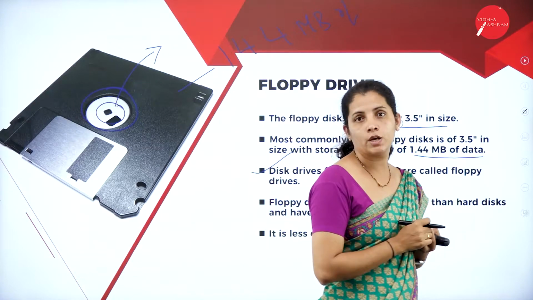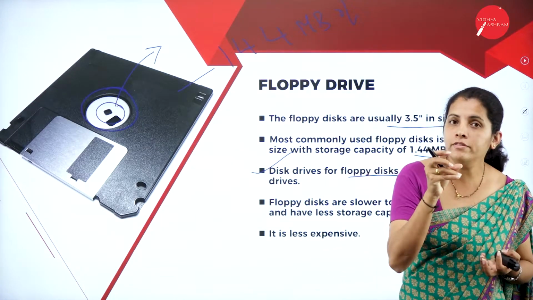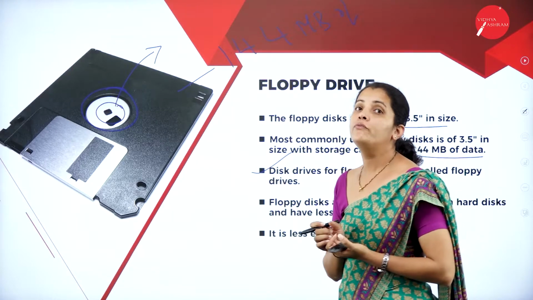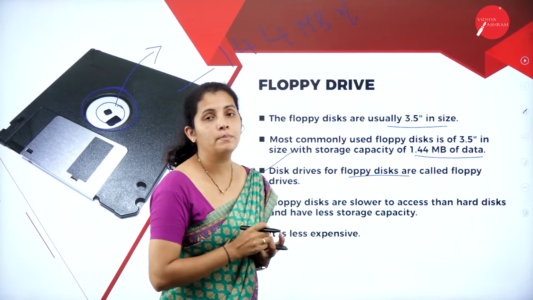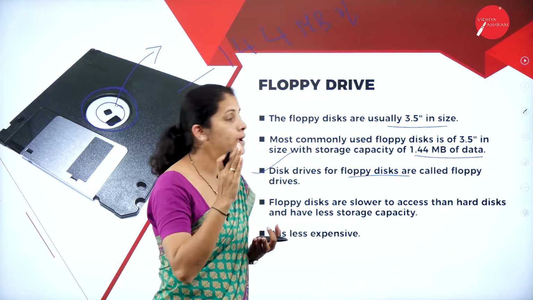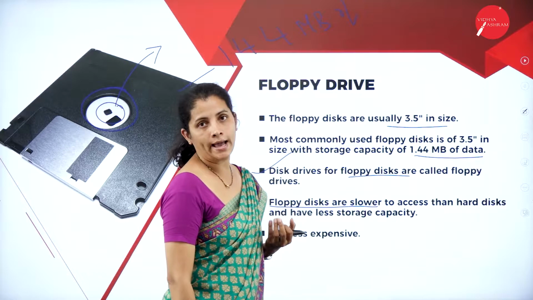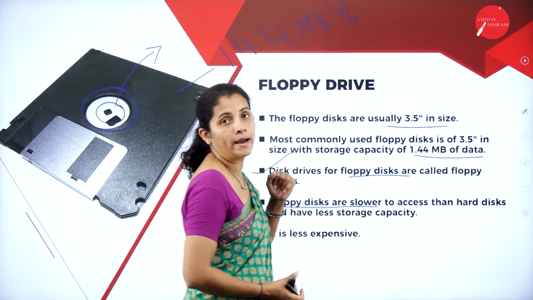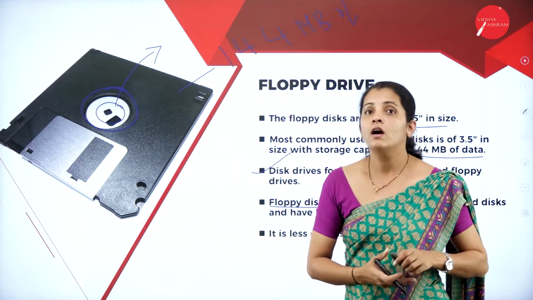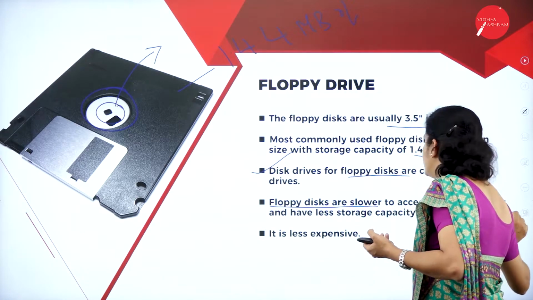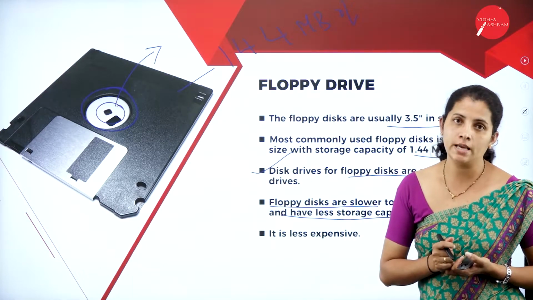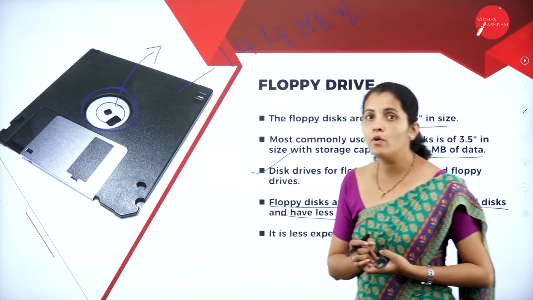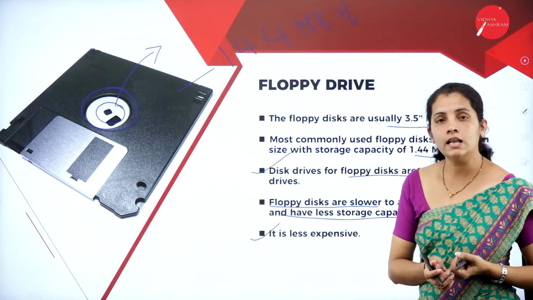For that reason, I required a drive. So I'm going to have the drive, that drive itself called the floppy drive. That means with the help of the floppy drive, I am able to insert my floppy disk. Floppy disks are slower to access. That means the accessing speed of the floppy disk is very slow compared to magnetic tape or magnetic disk, and it provides less storage capacity. That means floppy disks are capable of storing a very small amount of data, and they are less expensive.